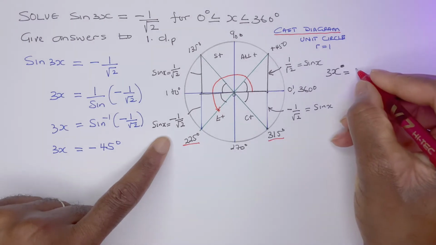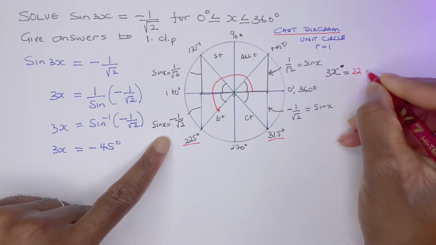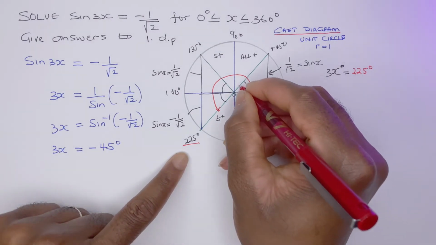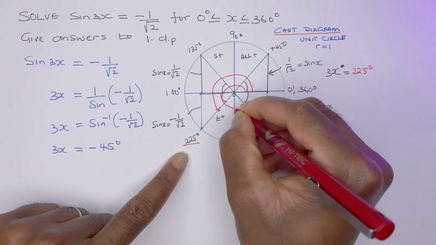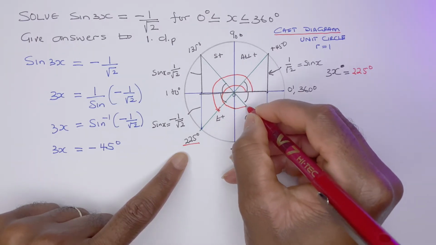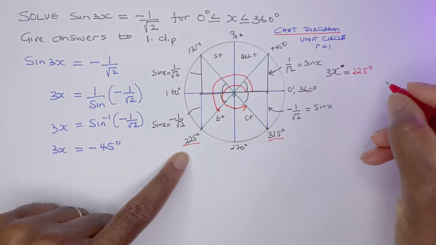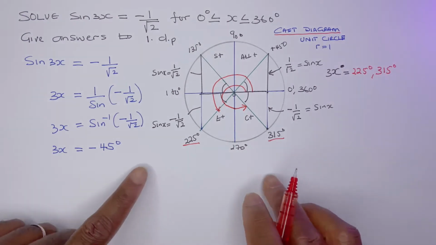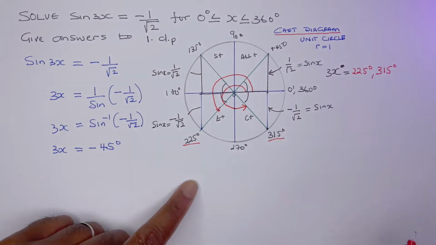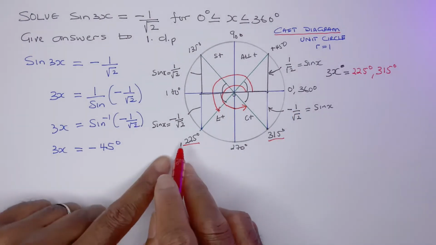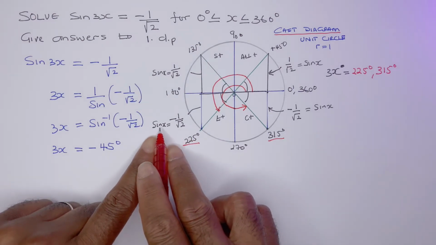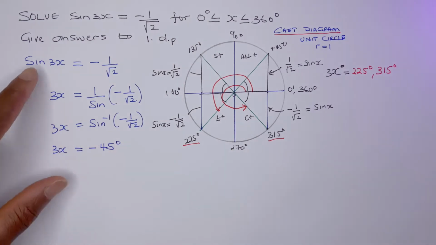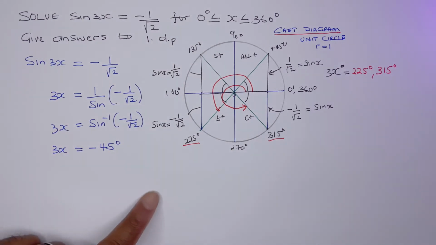And we get 225 degrees. And then the second one we need is we go around from there all the way to this angle here. So the angle there will be 315 degrees, because that's when it's minus 1 over root 2. And that's for the sine x, sine 1x. Now we need to do sine 2x, because it's sine 3x. So we have to do another time again.